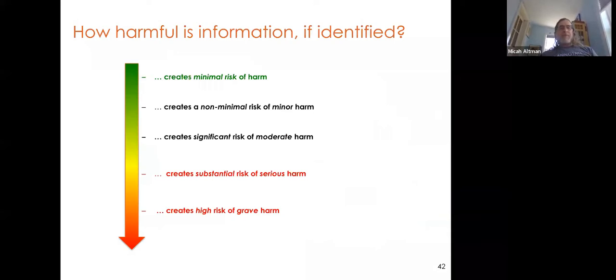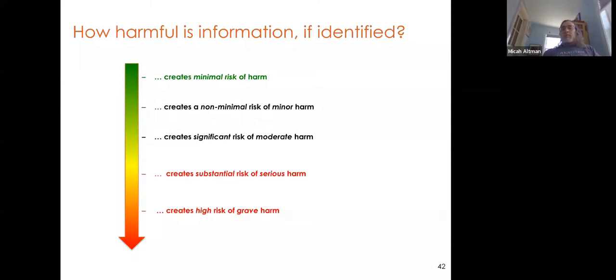You can think about not only the stage, but the level of harm in terms of a continuum from minimal risk, and this is just a guide for thinking, it is not an official legal standard, to grave risk of harm should that data be linked to a person, learned about a person, and found by an adversary. So maybe if someone knows my favorite flavor of ice cream, even if they figure out that mine is fudge ripple, nothing bad will happen. But if they know that I am a sex offender, it could be a grave risk to me.